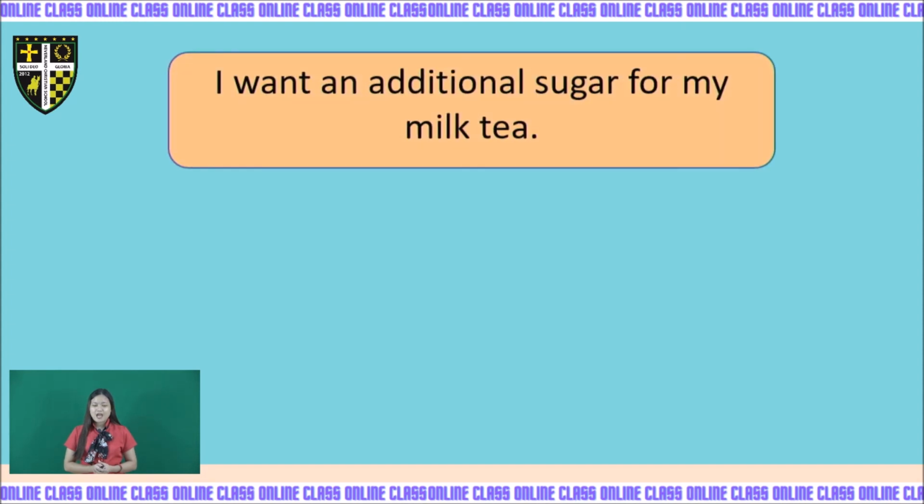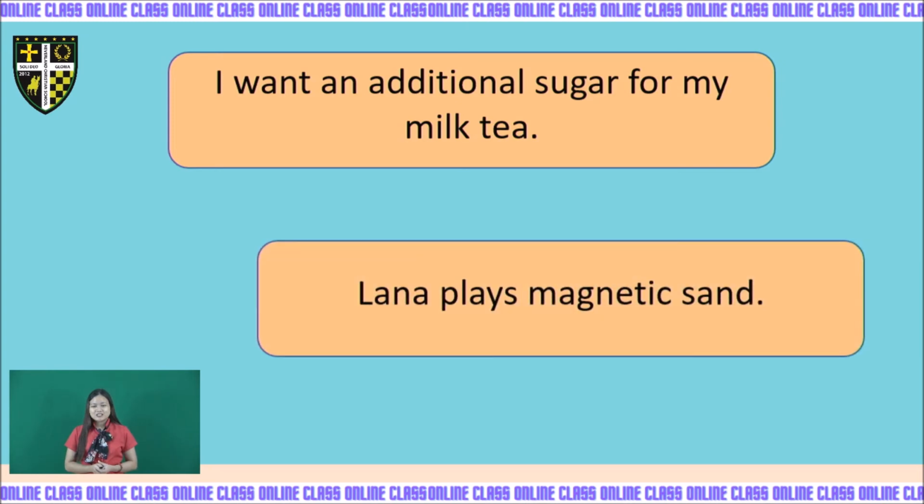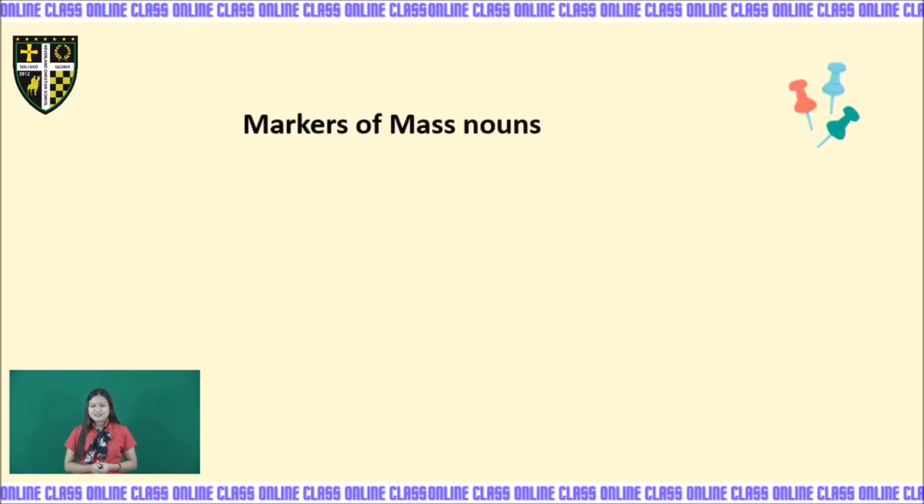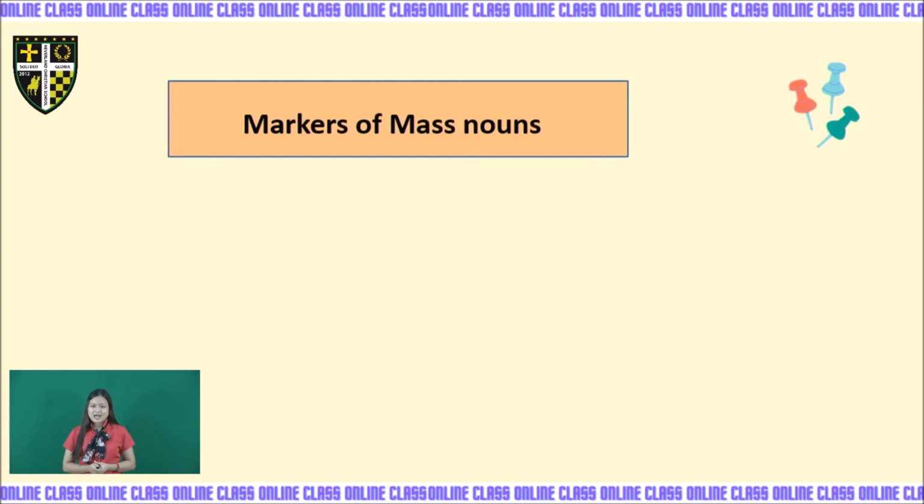So next one we have, I want an additional sugar for my milk tea. Sugar is an example of mass noun. Can you count sugar manually, class? No, of course. So next one we have, Lana plays magnetic sand. Sand is an example of mass nouns, okay? Are we good? Okay, what are the markers of mass nouns, class?